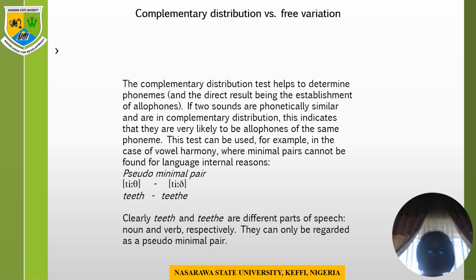The complementary distribution test helps to determine phonemes, the direct result being the establishment of allophones. If two sounds are phonetically similar and are in complementary distribution, this indicates that they are very likely to be allophones of the same phoneme. This test can be used, for example, in the case of vowel harmony, where minimal pairs cannot be found for language internal reasons. For example, the pseudo-minimal pair, teeth versus teeth. Clearly, teeth and teeth are different parts of speech, noun and verb respectively. They can only be regarded as a pseudo-minimal pair.